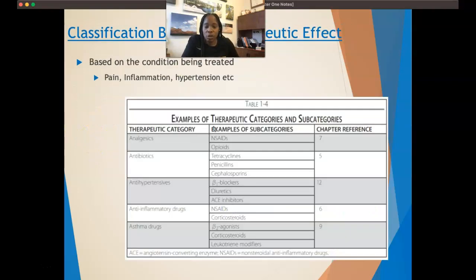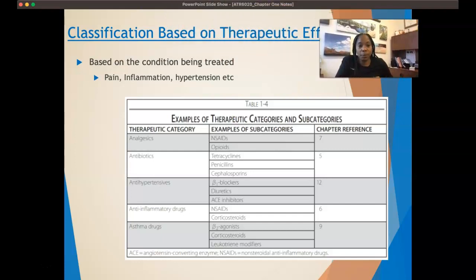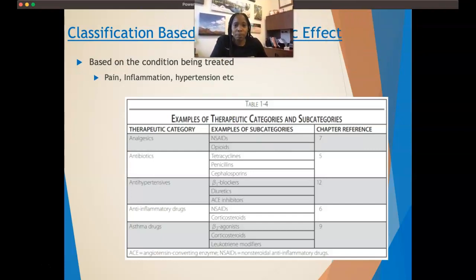What we are most often used to are drugs that are based on therapeutic effect. I think that's what we're probably most used to in the clinical setting. So they're going to be based on the condition that they are treating, whether that's pain, inflammation, or hypertension, for example. So our analgesics, right, those are going to be pain medications used to reduce pain. So our NSAIDs or opioids are going to be an example.